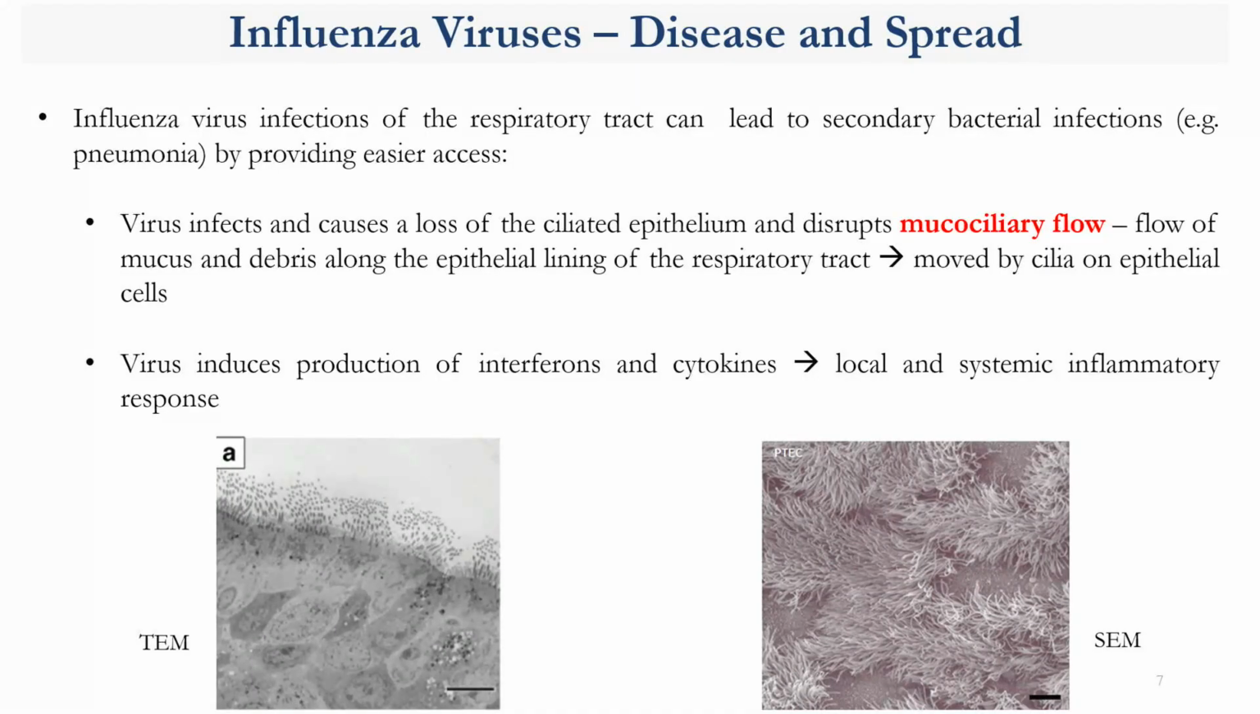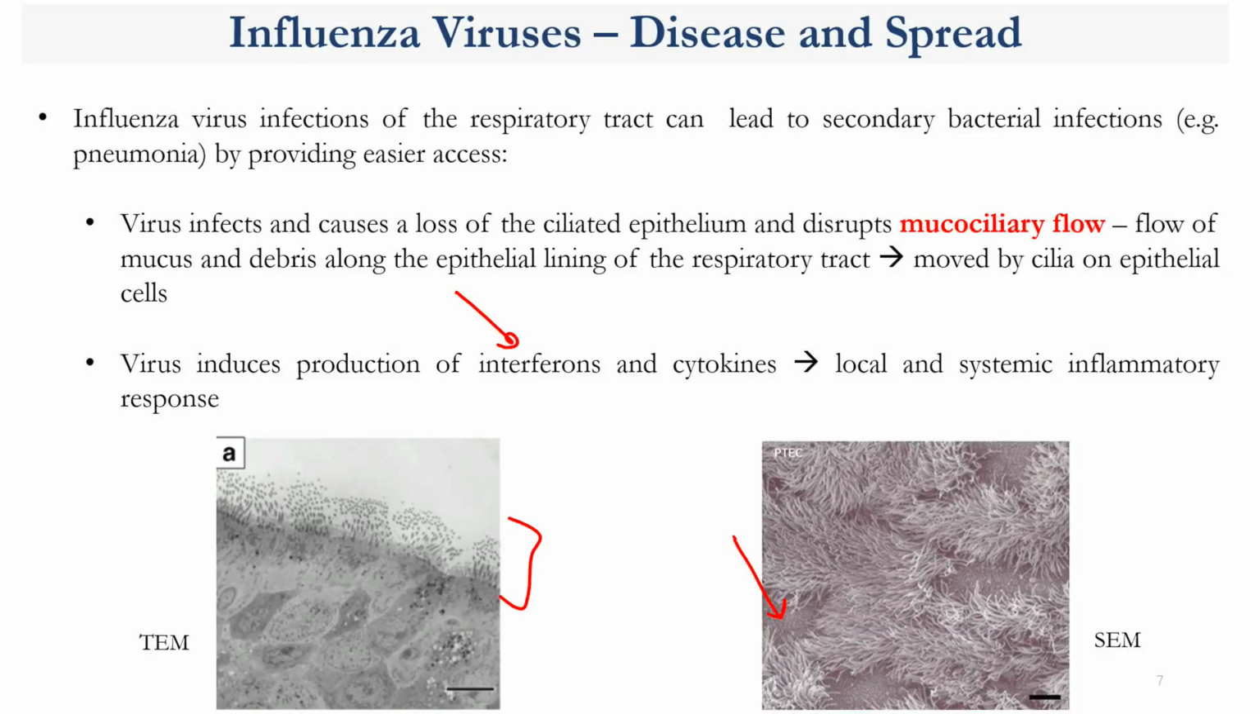So virus also induces the production of interferons and cytokines, and as a result, you get a local and systemic inflammatory response. So here's a TEM image of the cilia here, and here's the SEM image. So you can see it's a fairly thick coat, almost looks like grass, okay? And these cilia beat to remove the mucus, but if you damage this system, it's not going to work as efficiently, and as a result, cause secondary infections.